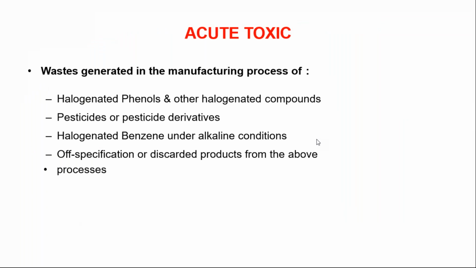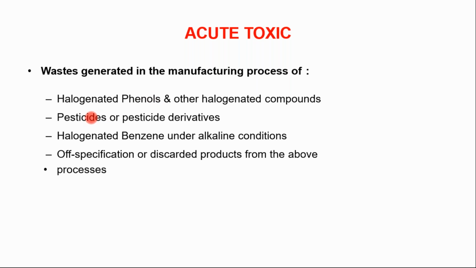Then acute toxic. The waste generated in the manufacturing process, generally when it is halogenated phenols and other halogenated compounds, then it has the characteristics of acute toxic. So whatever waste is generated in the industries, if it is halogenated compounds, then you can say that it has an acute toxic property.